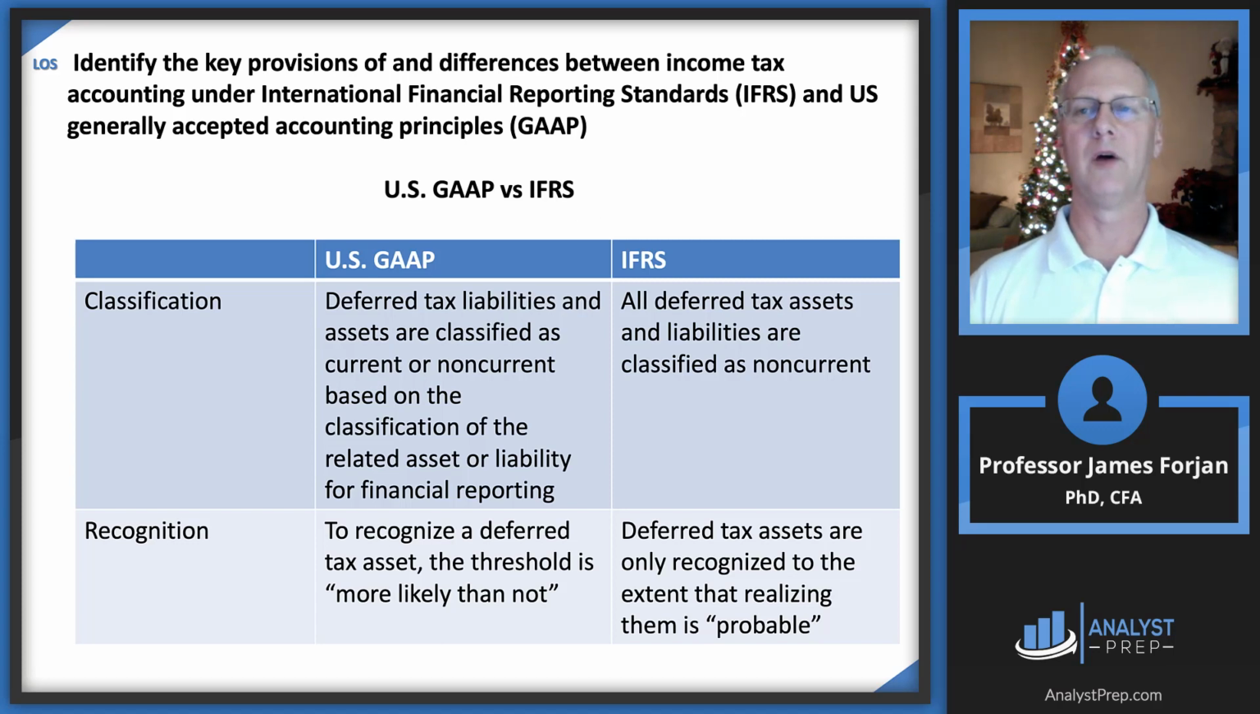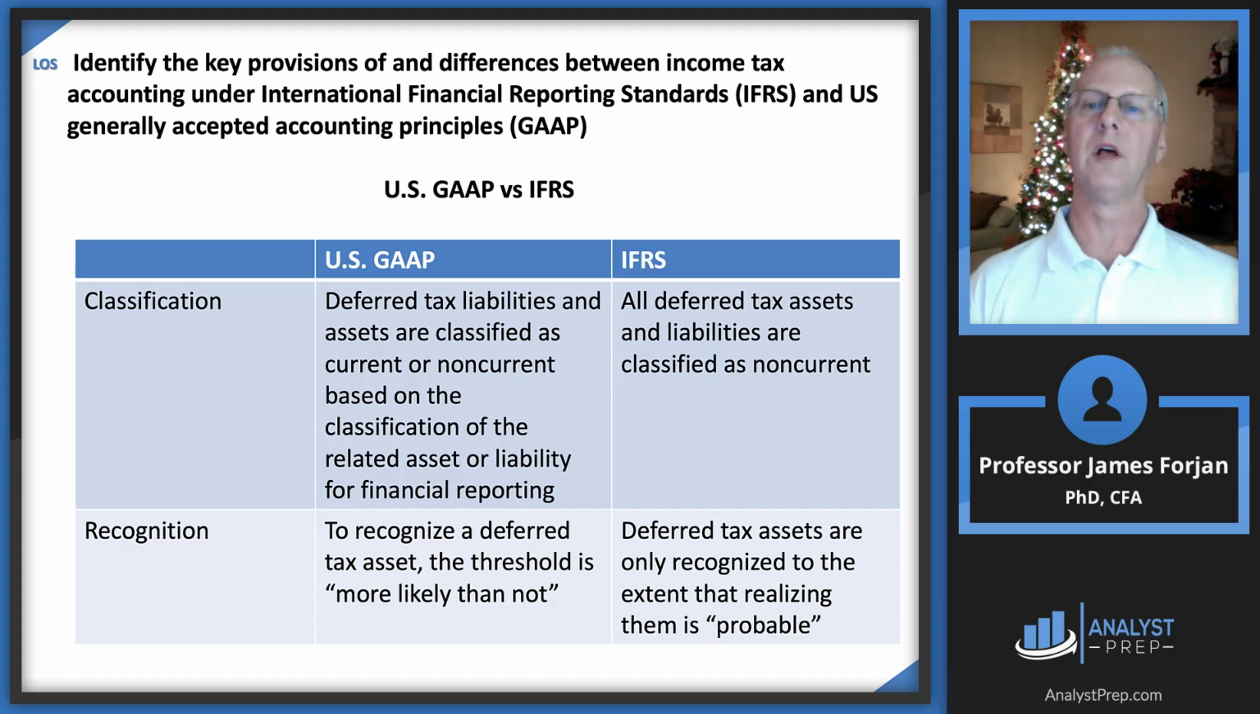Now, one of the common LOSs in all of these financial reporting readings is the difference between U.S. standards and the international standards. All right, so under the international standards, all deferred tax assets and all deferred tax liabilities are classified as non-current. However, under the U.S. system, the deferred tax liabilities and deferred tax assets are classified as either being current or non-current based on whatever that related asset or liability is.